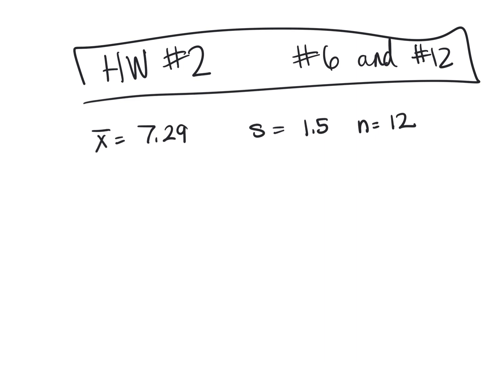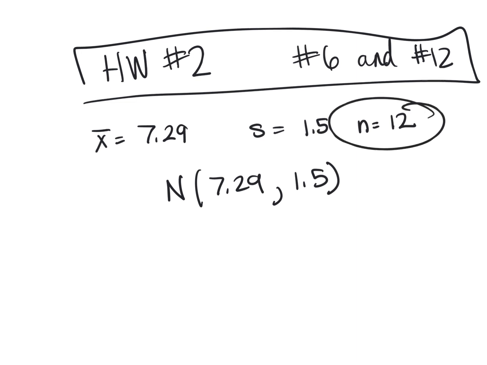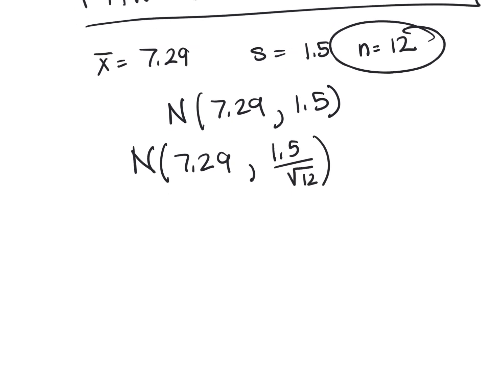Well, this is normally distributed. It says it in the problem. So this is normal with a mean of 7.29 and a standard deviation of 1.5. And then it says, what would be the distribution of these 12 people? Well, we know from the central limit theorem, the mean would stay the same, but the standard deviation would be 1.5 divided by the square root of 12. So it would be a normal distribution. On my calculator, I just take 1.5 divided by the square root of 12, and I would get 0.433.